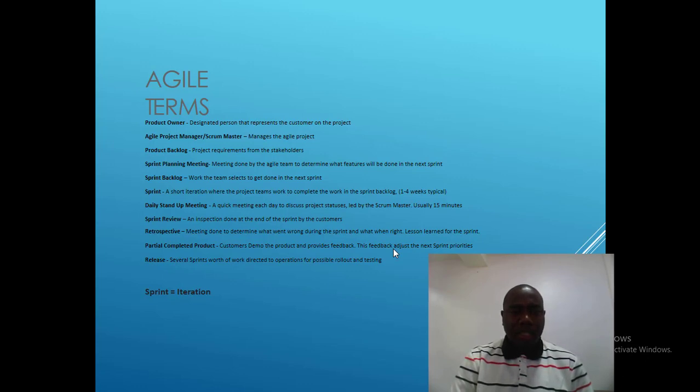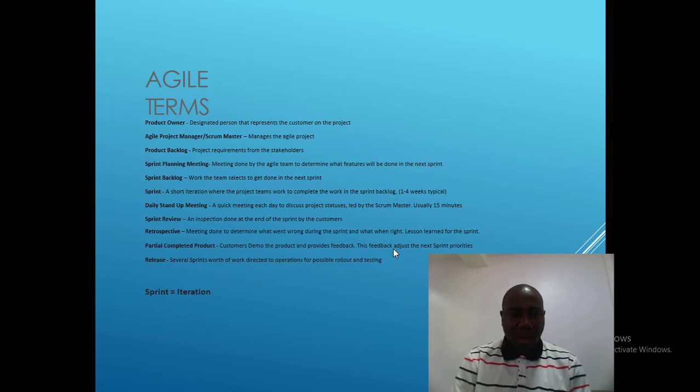Then sprint planning meeting. This is a planning meeting done by the Agile team to determine what features will be executed in the next sprint. What is the sprint? We'll get to learn that shortly.